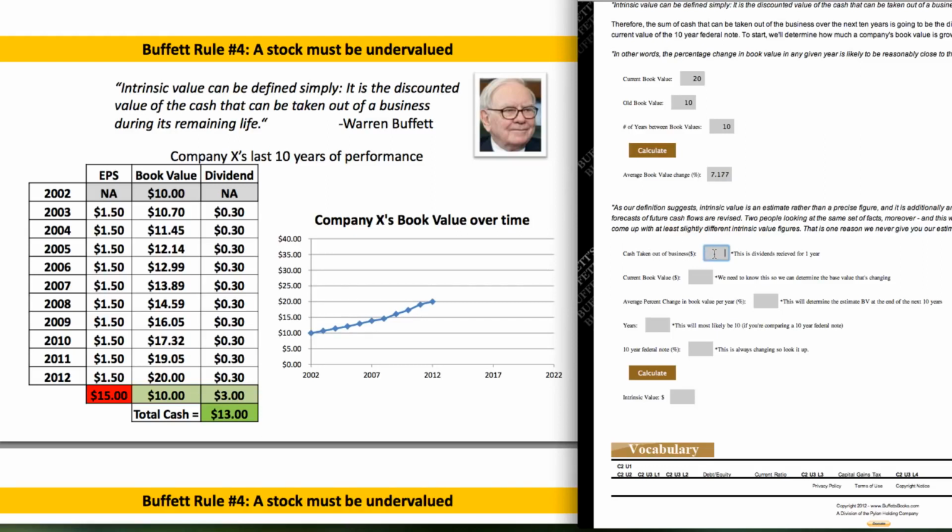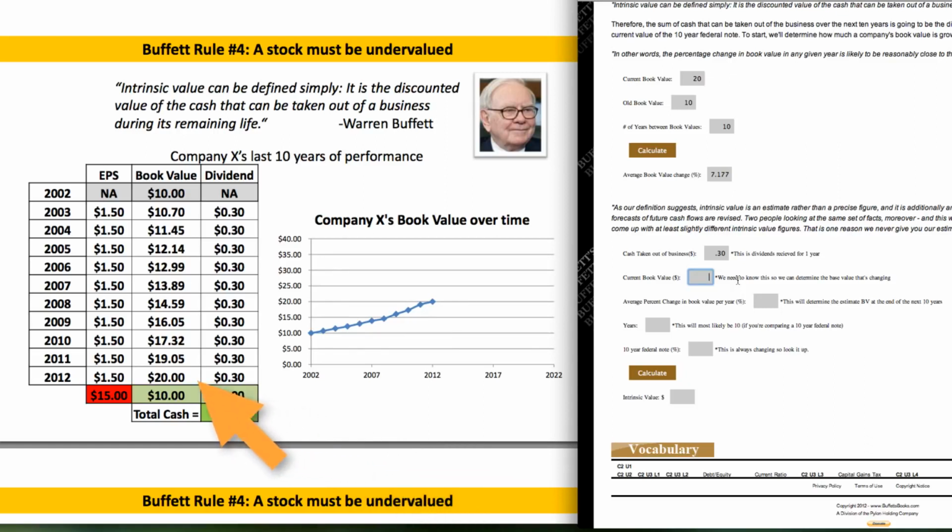When we say the actual cash being removed from the business, we're talking about the dividend, okay? In this calculator, I have it set up so that you only have to enter the dividend for 1 year, and then the calculator will sum that dividend payment as if you're getting it every single year for the next 10 years. So just put in the dividend payment for 1 year. For 1 year, we're going to say you would make a 30-cent dividend, so you put in 0.30 there.